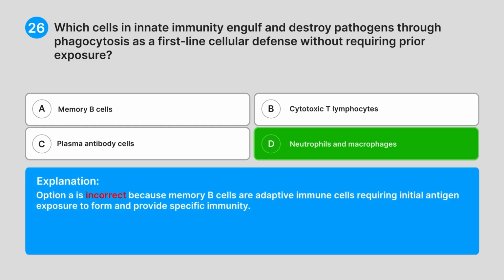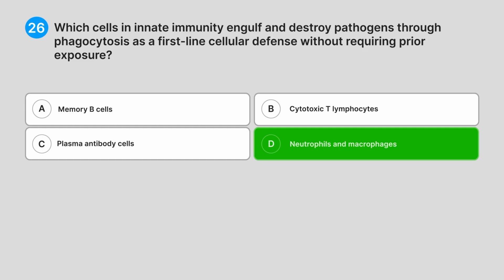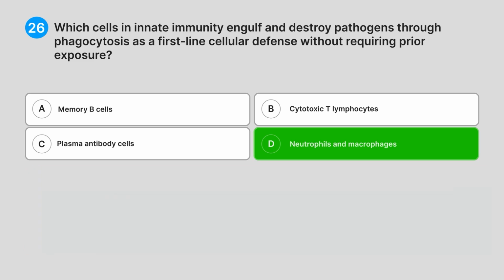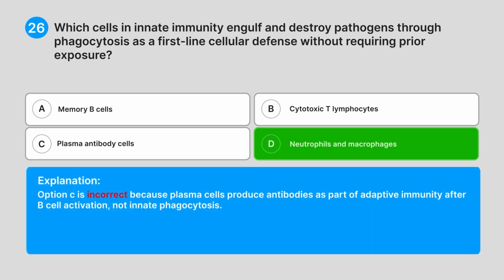Option A is incorrect because memory B cells are adaptive immune cells requiring initial antigen exposure to form and provide specific immunity. Option B is incorrect because cytotoxic T lymphocytes are adaptive immune cells requiring antigen presentation and activation for specific killing. Option C is incorrect because plasma cells produce antibodies as part of adaptive immunity after B cell activation, not innate phagocytosis.